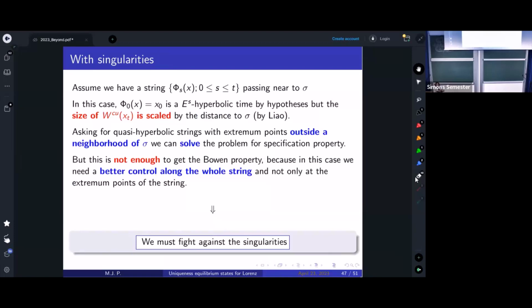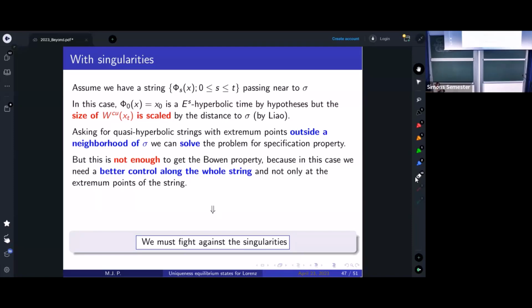In this case, we have the singularity, and then I just take one string such that the initial point is far from the singularity, and then the E^s is hyperbolic, and the end point of the string is outside the neighborhood of the singularity, and then you also could choose it such that this point would be a hyperbolic time. But we could do this for specification, but for the Bowen property, we cannot. Why?